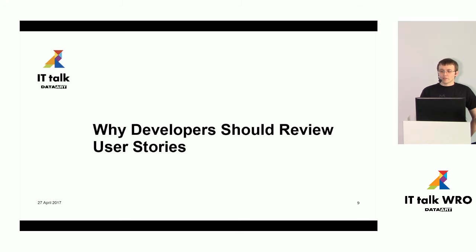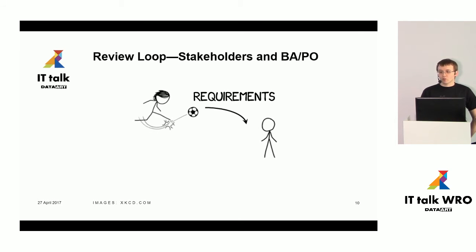Starting with the topic of why developers should review user stories, I would like to take a look at some communication loops happening on projects. This definitely can slightly depend on methodology, on the software development lifecycle, but in general, most of the loops remain the same. First of all, there is a loop between stakeholders and the business analyst or product owner. I will call this role business analyst just for generalization, but it can be named product owner on your project.